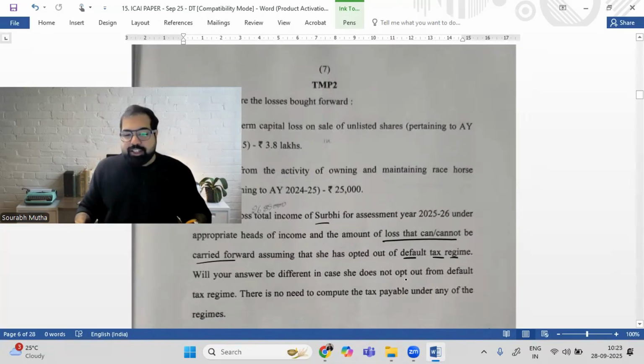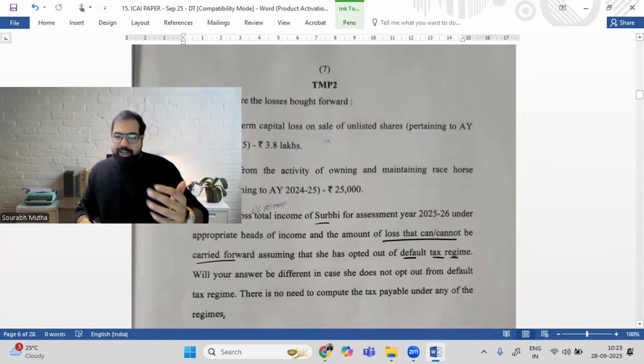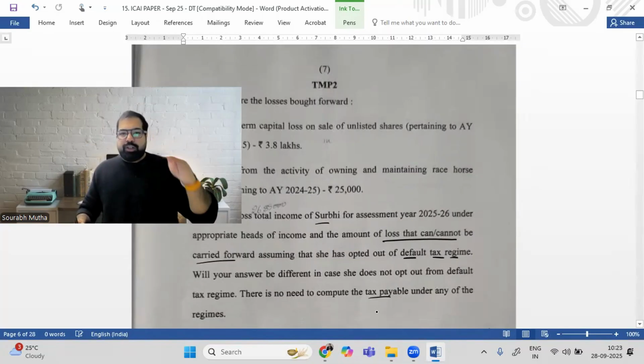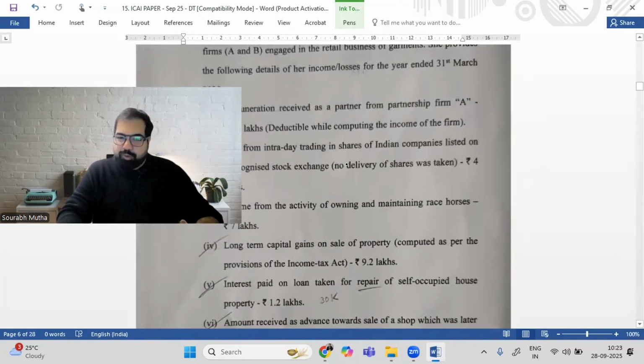Will your answer be different in case she does not opt for the default tax regime? That we'll do later. There is no need to compute tax payable. So only stop at total income. Thank you so much, ICAI, for making it easier for us. Only stop till total income. 6 marks. Let's see how we do it.